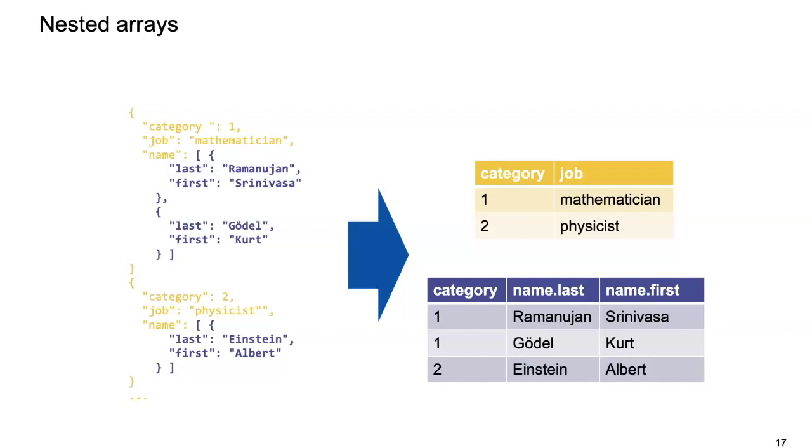That I could still store in tables, right? I just need to normalize things. I need two tables, one table for the top level in yellow and one table for the nested level. And I can paste them back together with a join, right? I can join the category columns and I get back mathematician with Ramanujan and Gödel, and I get back physicist with Einstein, right? With 1, 1, and 2. Who sees that? So this is, again, an easy case where I can actually fit that into several tables. I need several tables, but it works, right?